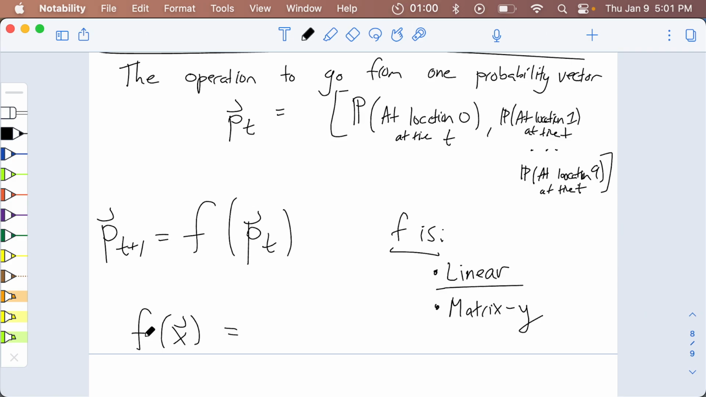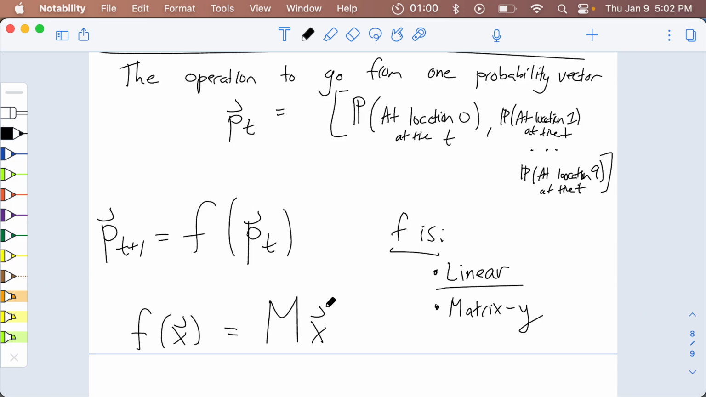Does anyone know if you have a linear function and it's matrix E, what is f of x equal to? If you do something to the vector x. Vector? Another vector? It will be another vector. So f of x is some other vector. What do you do to the vector x to figure it out? Yeah, multiply it with a matrix. So there is some matrix M, and if you do M times x, then you will get f of x.